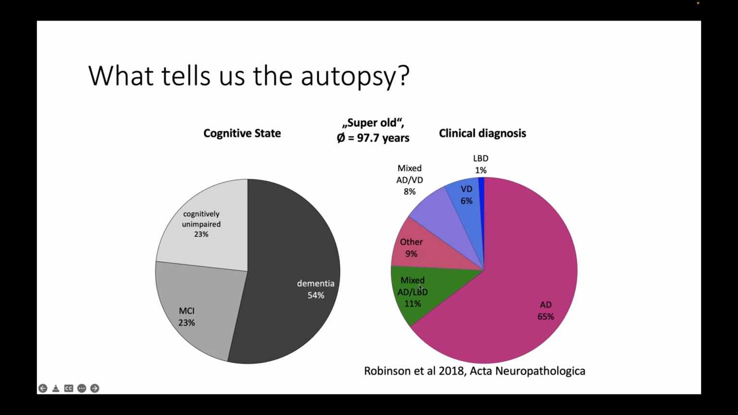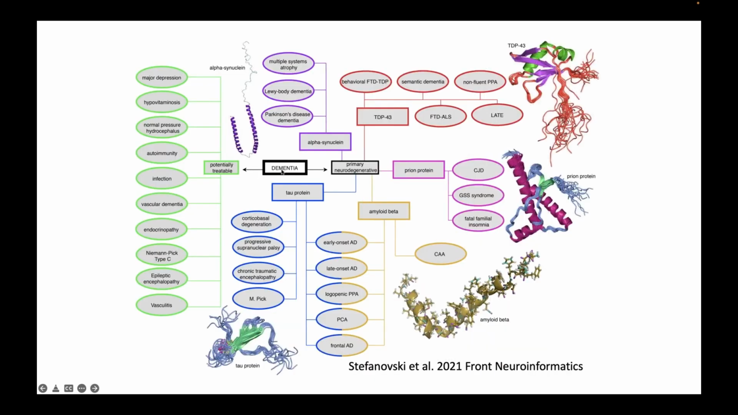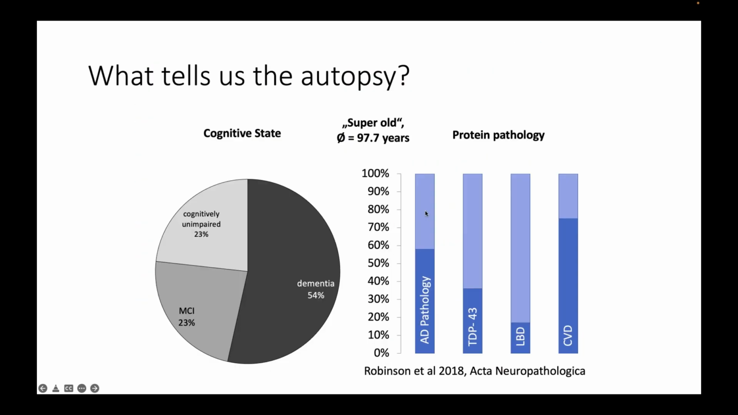So looking back to this data, we can have a look at what the autopsy tells us when we have these clinical diagnoses. And if we then want to know about the other neurodegenerative phenomena, we see in the same cohort that Alzheimer's pathology is almost the same. So 2/3 clinical diagnosis and about 60% Alzheimer's pathology in the brain tissue.